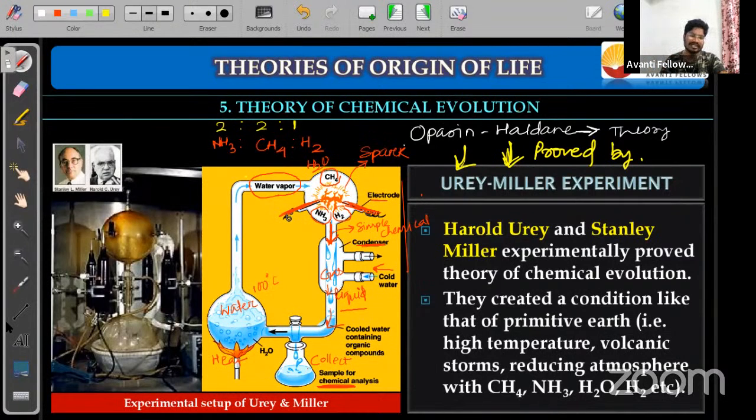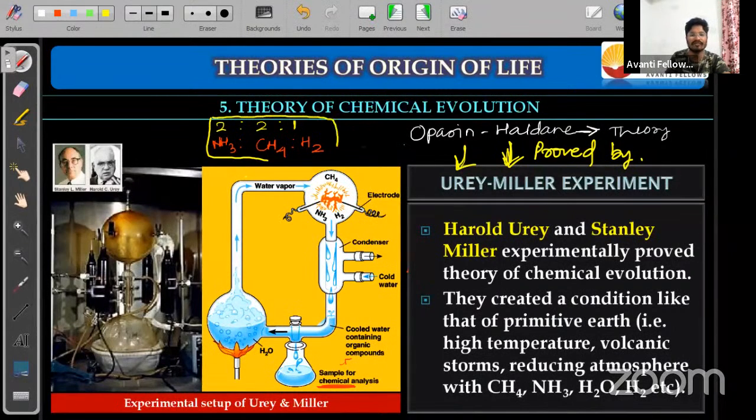What they did you can see in this particular फोटो में देख सकते हो. देखो what they did, यहाँ से सवाल आता है, remember this one. They took all the reducing gases: ammonia, methane and hydrogen, in the ratio of 2:2:1. This is a very good and very important question.